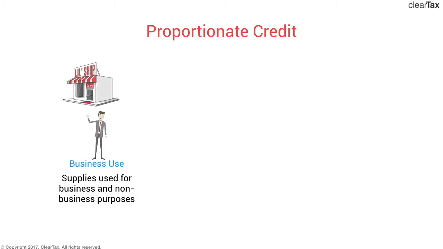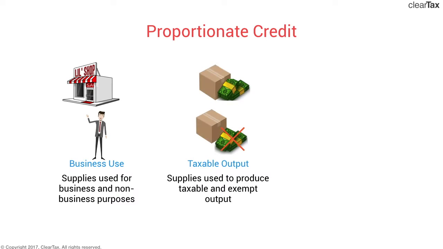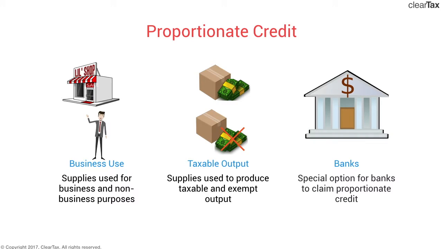And so, there are 3 provisions under proportionate credit. Yes, 3. The first is business use, supplies used for business and for non-business purposes. Second is taxable output, whether the outward supply is taxable or exempt. And third is a special option only for banks under the proportionate credit.